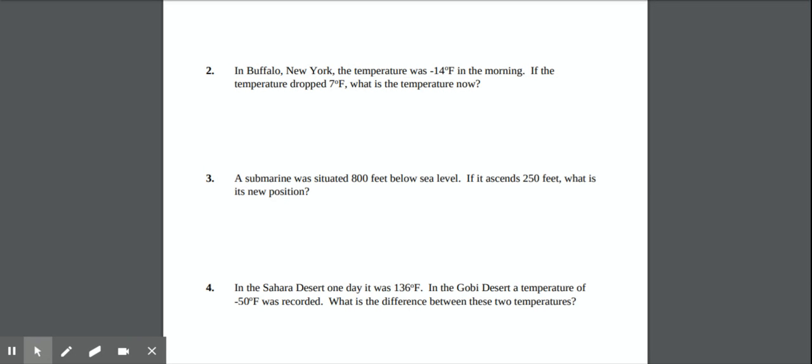Okay, today we are doing integers, adding and subtracting again, but this time we got some word problems that everyone loves. Let's look at the first one, number 2.